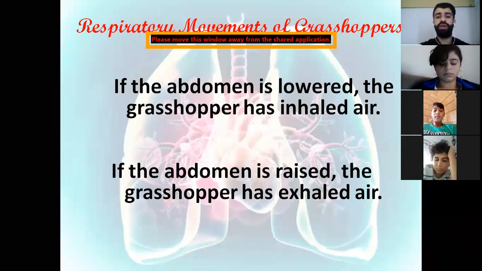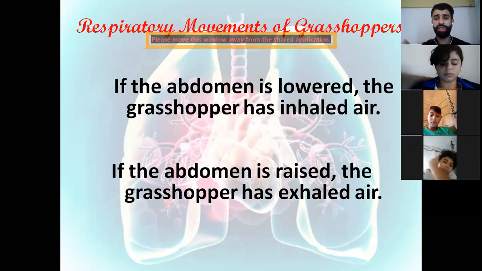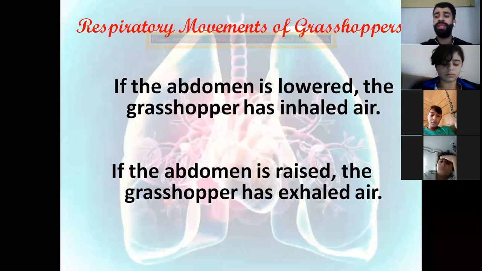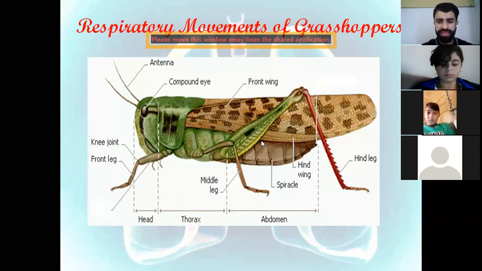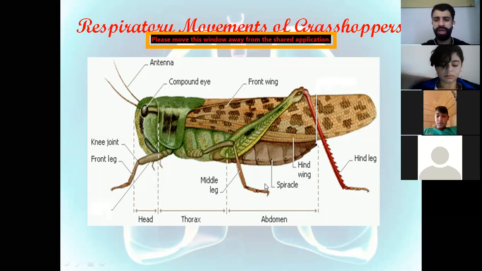So if I give you a figure talking about the grasshopper and the abdomen is raised, we are talking about exhalation. If I give you a figure of the grasshopper and the abdomen is lowered, it means that the grasshopper is inhaling air. So this is the grasshopper, this is the abdomen region, and this is called the thorax region, and this is the head. This is the abdomen region that is lowered or raised.